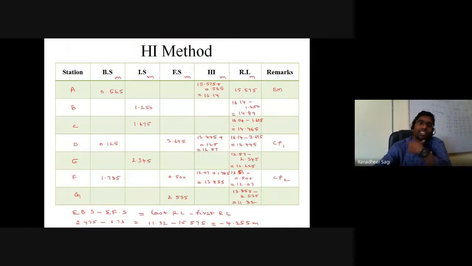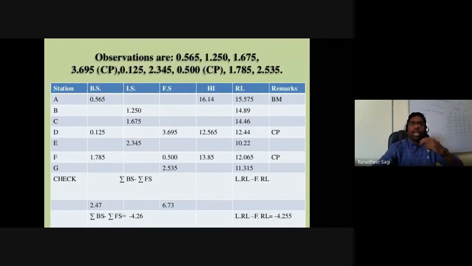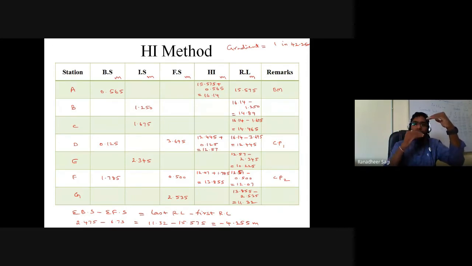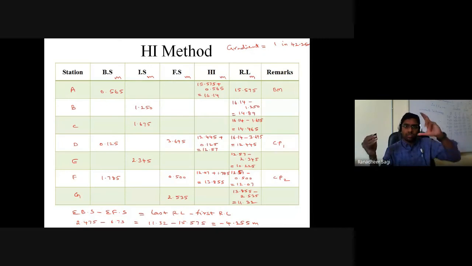So upon calculating, you get the gradient value as 1 in 42.25 meters. So for 1 meter variation in the vertical direction, you have a corresponding variation of 42.25 meters. Or in the other way, for every 42.25 meters variation in the horizontal direction, you have a corresponding variation in the profile in the vertical direction by 1 meter. So that's how you represent what is called your gradient.